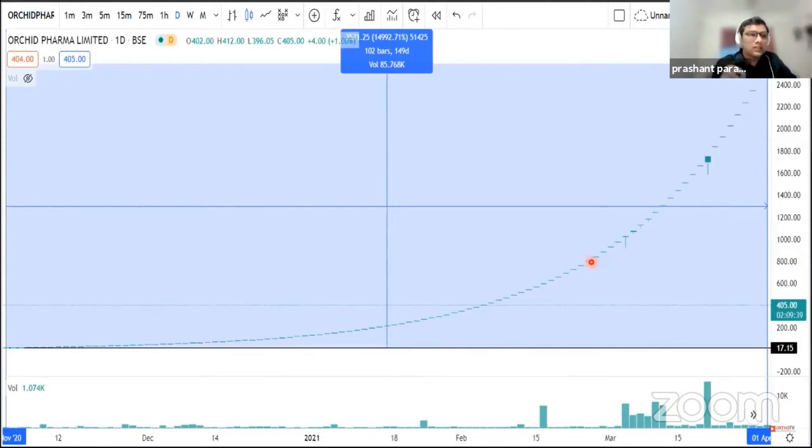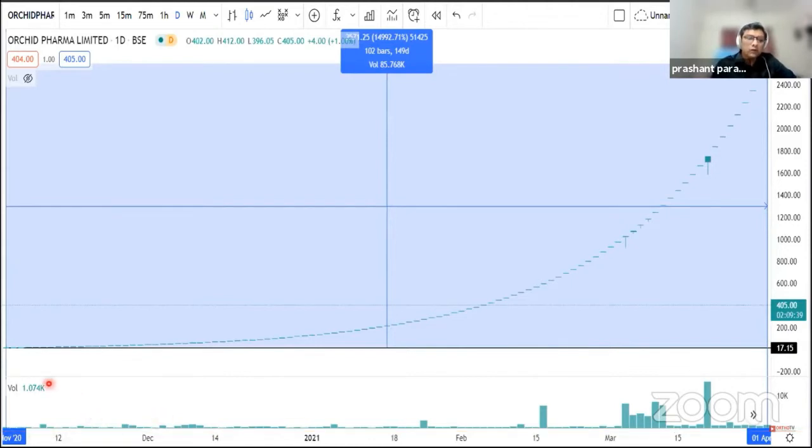Sorry. This is the chart of Orchid Pharma, and in November 2020 the price was around 17.15, and in April 2021 the price is around 2588. So in 149 days, there is an increase in price of 149 times, or 14,992%. Is there any change in fundamentals in this company during this period? No, there was no change.